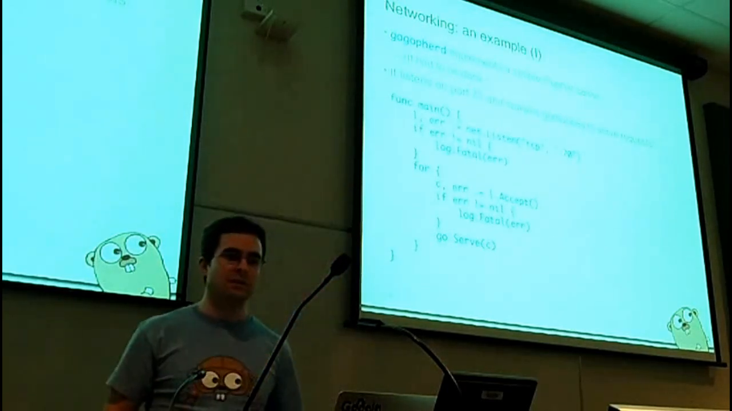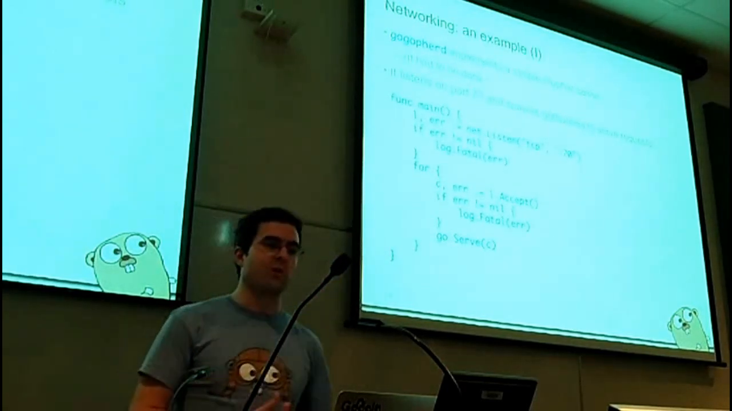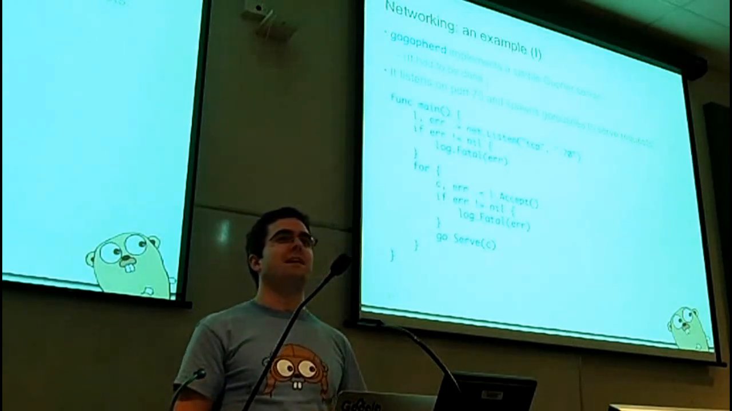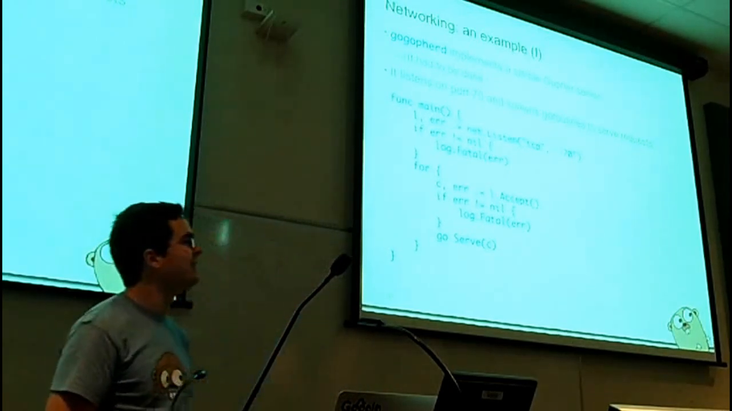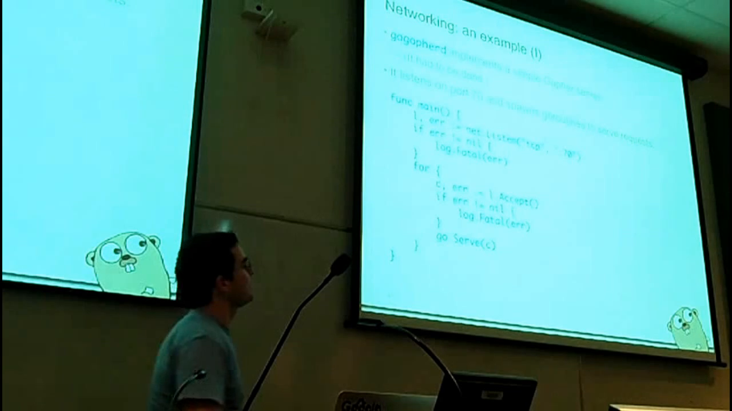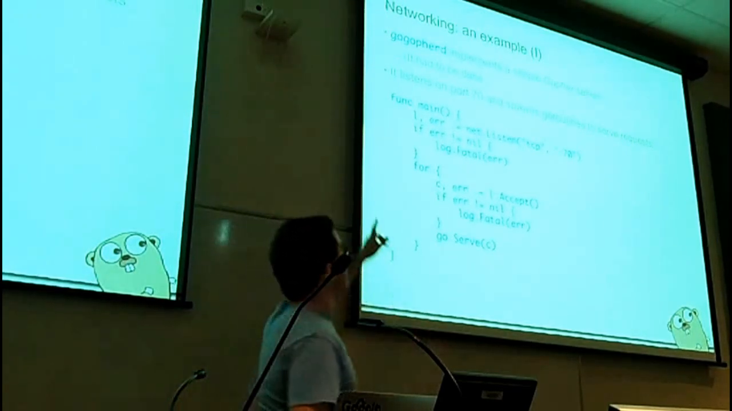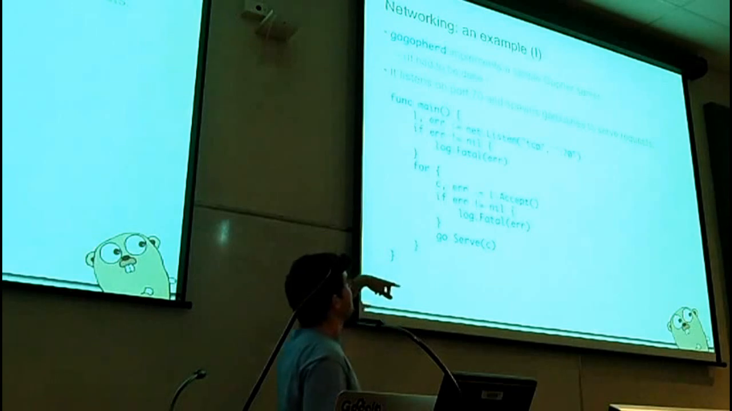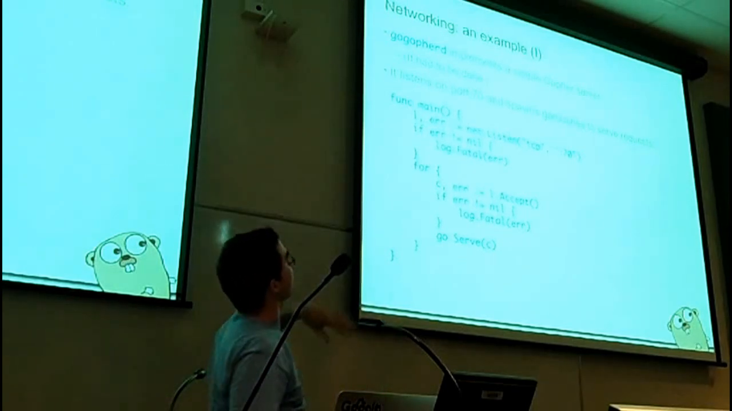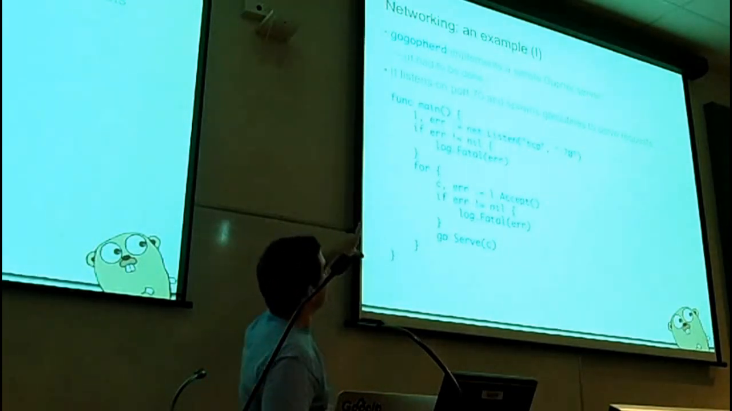So a quick example. I wrote a program called GoGoForD. It's a Gopher server written in Go. I don't think there are any deployments of it, but it sort of had to be done. And in its main function, this is pretty much the whole main function. There's actually some command line flags as well for configuration, but this is stripped back a little bit.